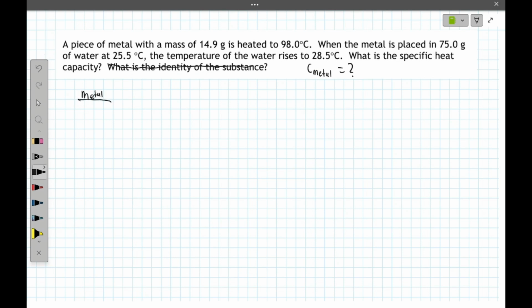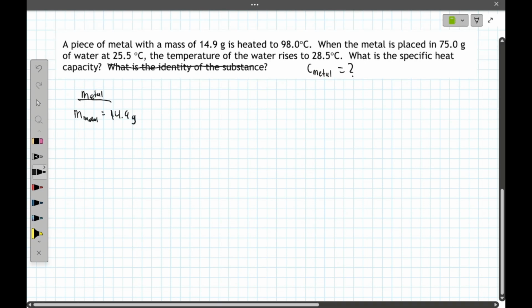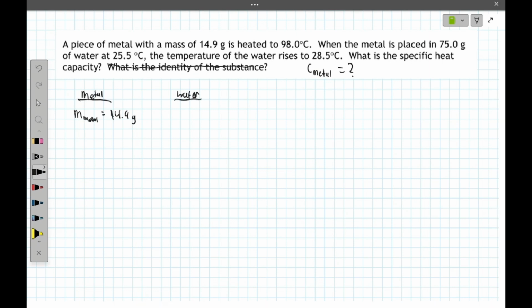What we were given from the metal: we were given the mass of the metal. So M of metal was equal to 14.9 grams. Next, for the water, we're given its mass as well, which was 75 grams. So mass of water is equal to 75 grams.